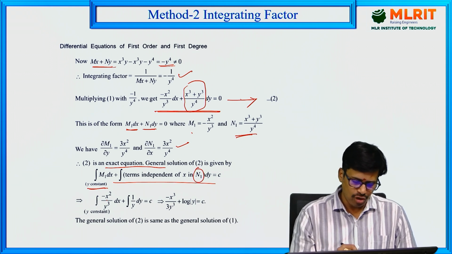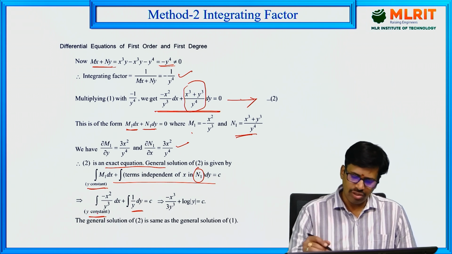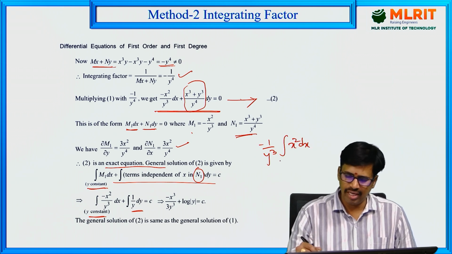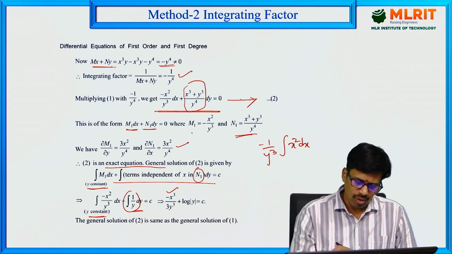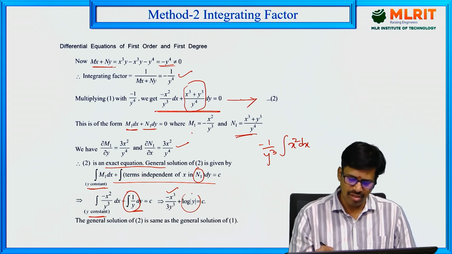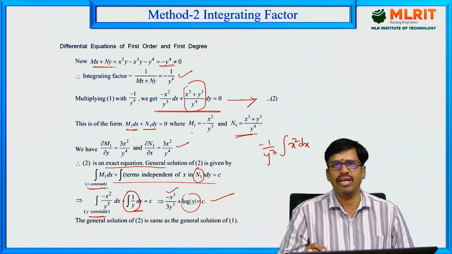So integration of minus x square by y cube dx, where y is constant, plus integral 1 by y dy equal to c. So here y is constant, so 1 by y cube is constant, integration of x square dx, this is the first term. So what is the integration of x square? x cube by 3. So we get minus x cube by 3y cube, plus what is integration of 1 by y? This is log mod y equal to c. So this is the general solution for the given differential equation.